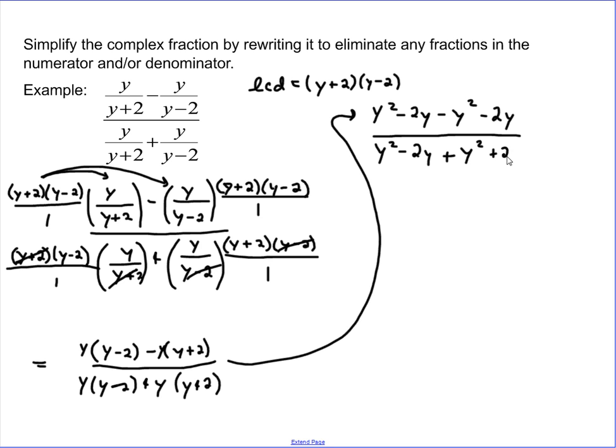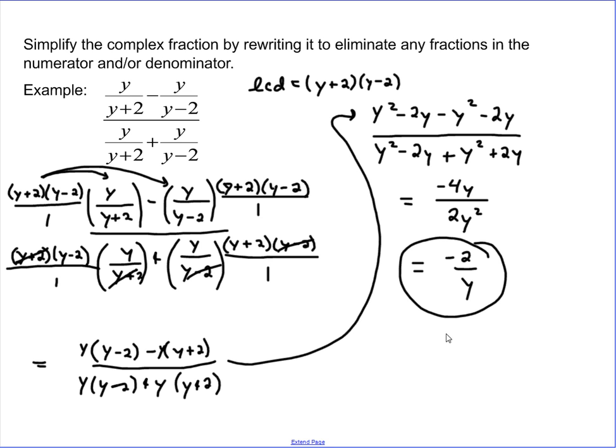And while there's many tempting things that it looks like I can cancel, I need to simplify by getting my like terms. Y squared minus y squared cancels that out, leaving us with minus 4y in the numerator. Y squared minus 2y plus y squared plus 2y gives me 2y squared in the denominator. And now that we look at the common factors, we're going to end up with negative 2 divided by y in completely simplified format. That's it. That is my simplified expression. More to come.